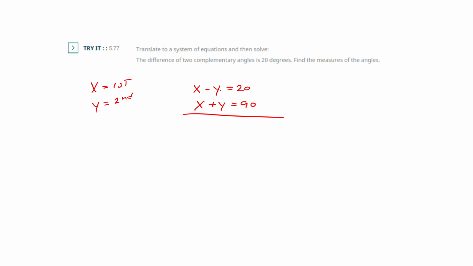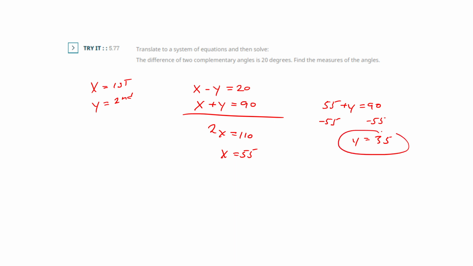Now we are set up for elimination because I have the opposites on the y, so I've got 2x equals 110. X is 55. Okay, now use either equation you want, doesn't really matter. I'm just going to use 55 plus y is 90. And I have my second angle.